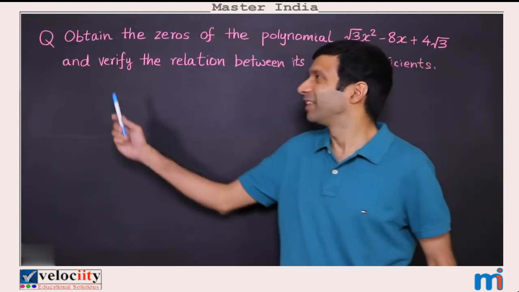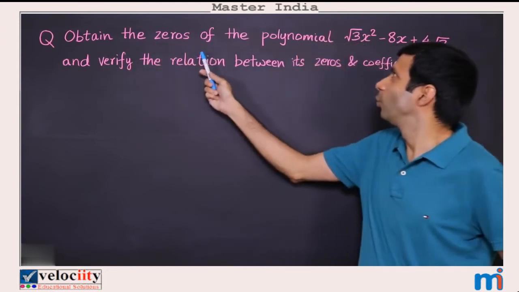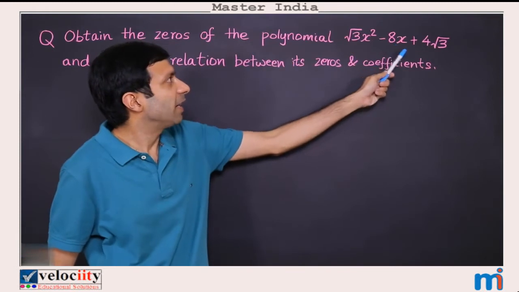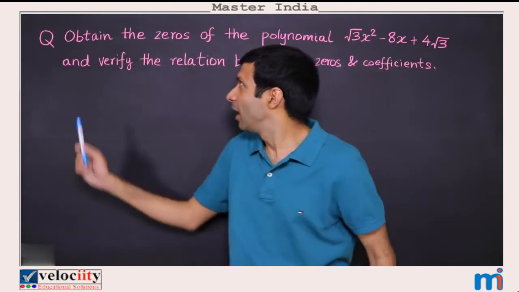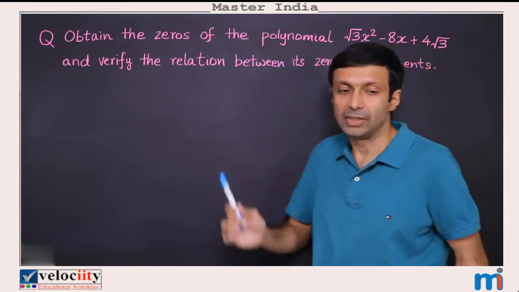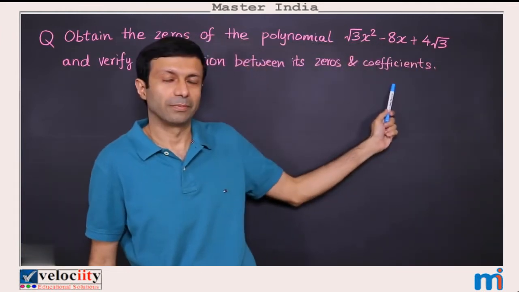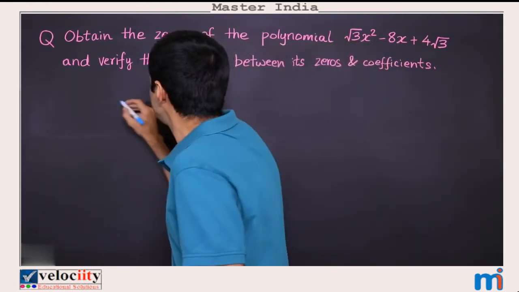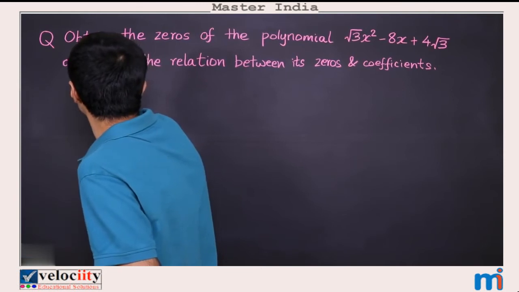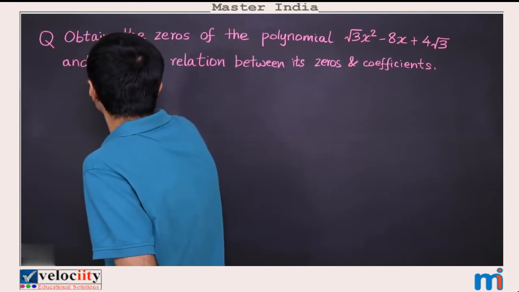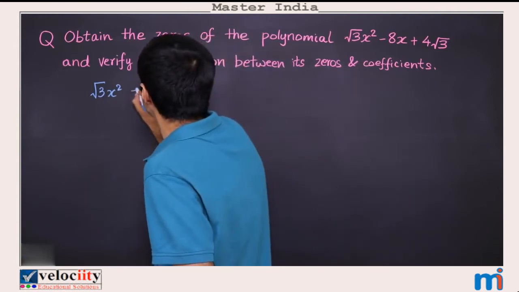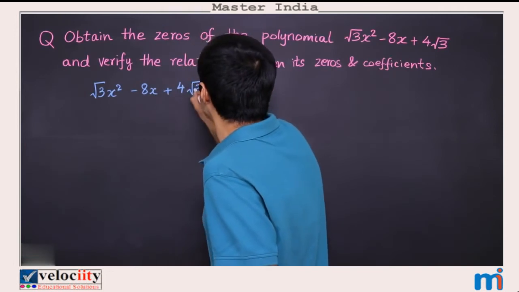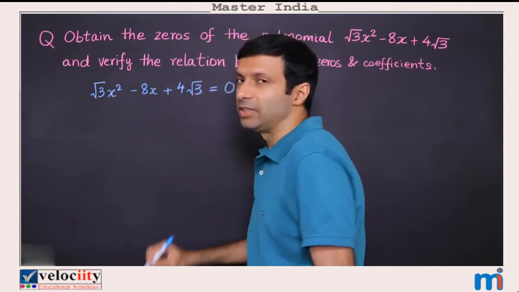Now let's take a look at this question. Obtain the zeros of the polynomial √3x² - 8x + 4√3 and verify the relation between its zeros and coefficients. Okay, so remember, we are going to copy down that polynomial, and to find the zeros we need to set it to 0. So it's √3x² - 8x + 4√3, and we'll set it equal to 0.